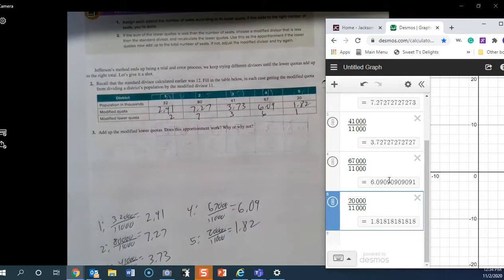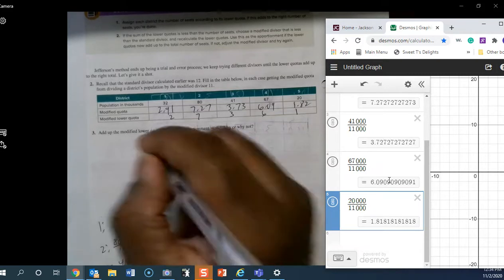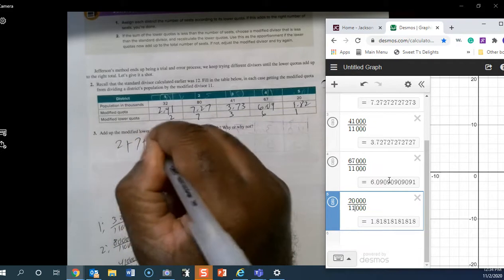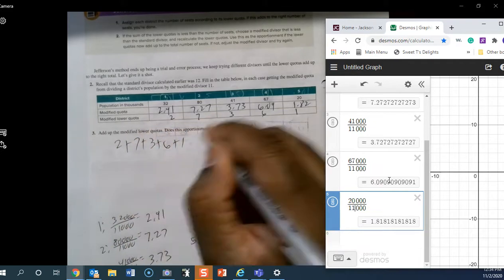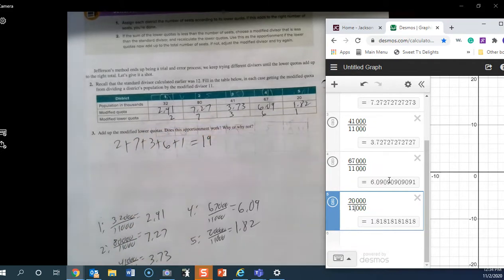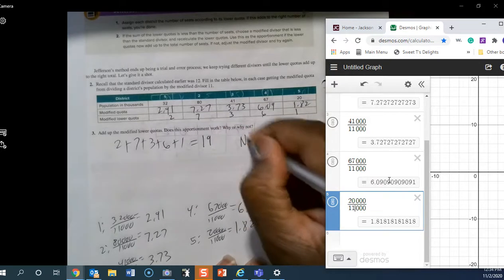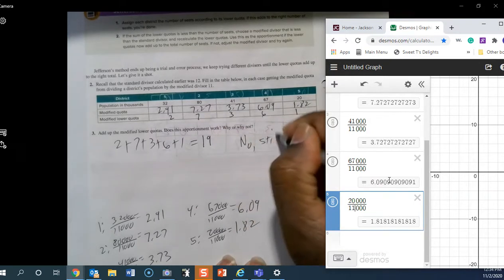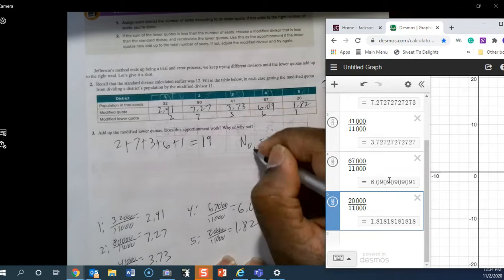Now it says add up the modified lower quota. Does this apportionment work? So we add 2 plus 7 plus 3 plus 6 plus 1. And when we add that up, that gives us 19. And it's no, still 1 seat short.